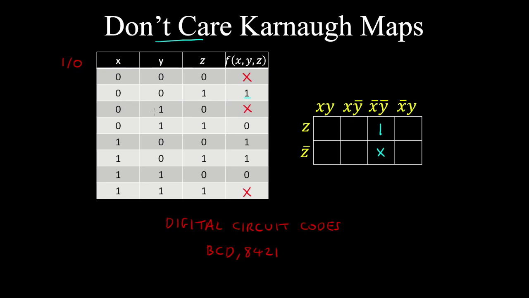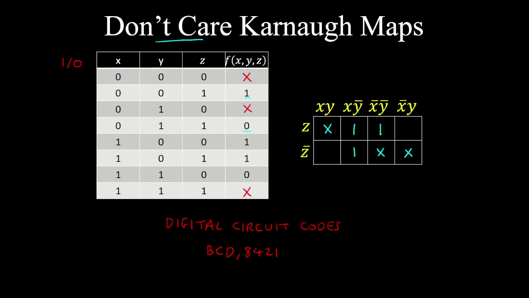And then x complement, y, z complement has an x. And then we ignore the 0 outputs when constructing our Karnaugh map. And then x, y complement, z complement has an output of 1. And then x, y complement, z has an output of 1. And then x, y, z has an unknown output x.